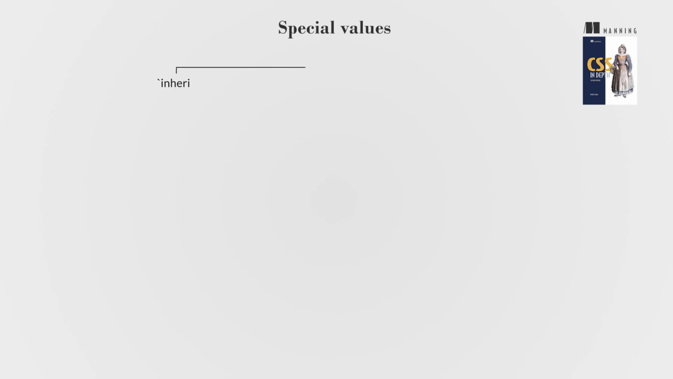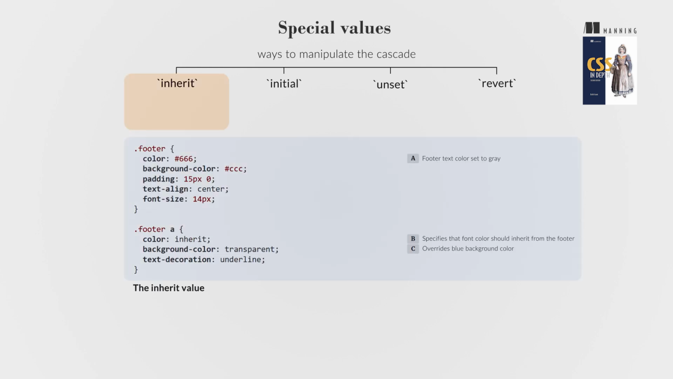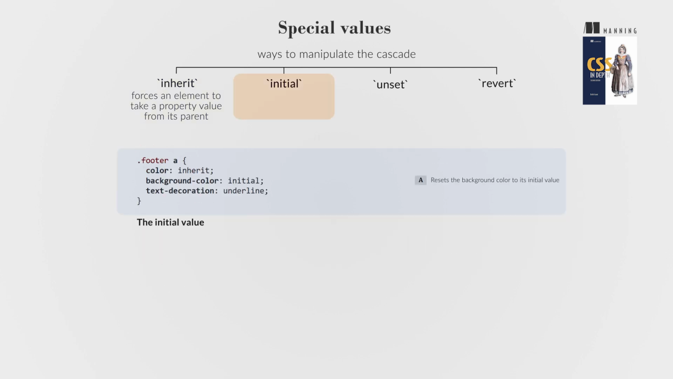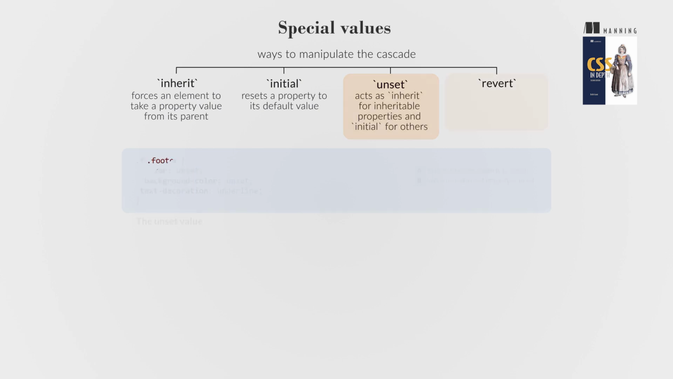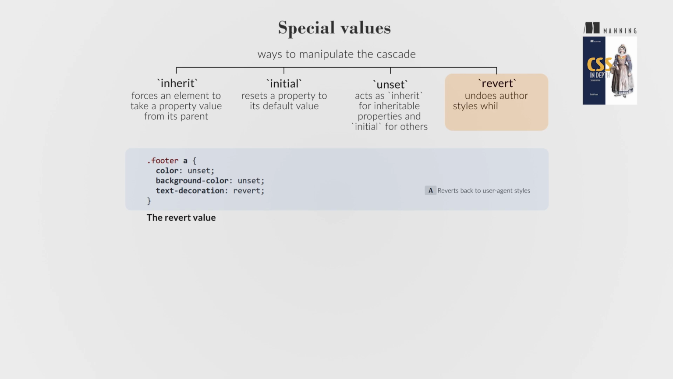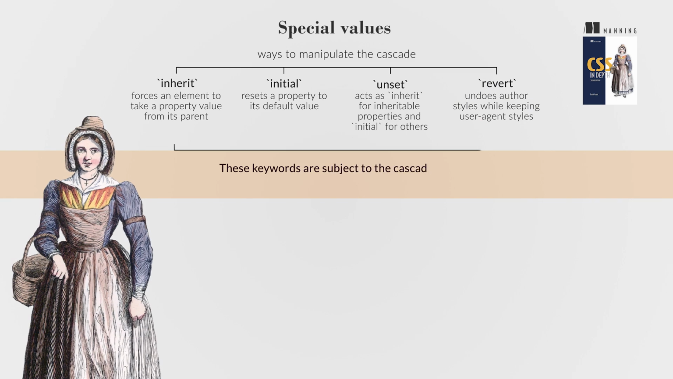Special values like inherit, initial, unset, and revert offer ways to manipulate the cascade. Inherit forces an element to take a property value from its parent. Initial resets a property to its default value. Unset acts as inherit for inheritable properties and initial for others. Revert undoes author styles while keeping user-agent styles. These keywords are subject to the cascade and can be overridden by more specific selectors.